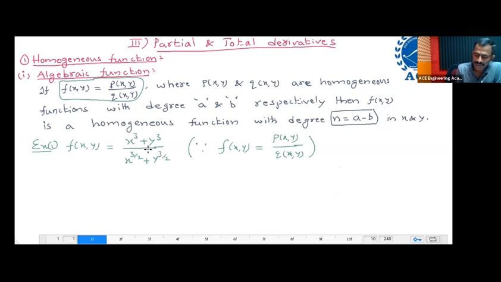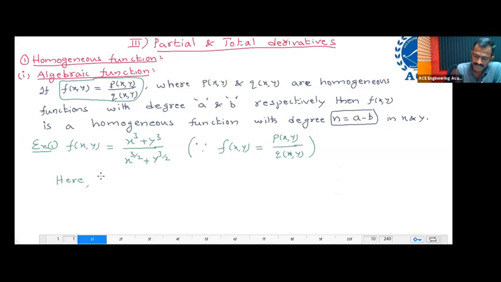Next, the denominator. In the denominator also, for every term, the power is the same. The denominator function is a homogeneous function with degree 3 by 2 only. When the numerator and denominator are homogeneous functions with some degrees a and b, then the whole function will be a homogeneous function with degree a minus b only. That is, numerator degree minus denominator degree.